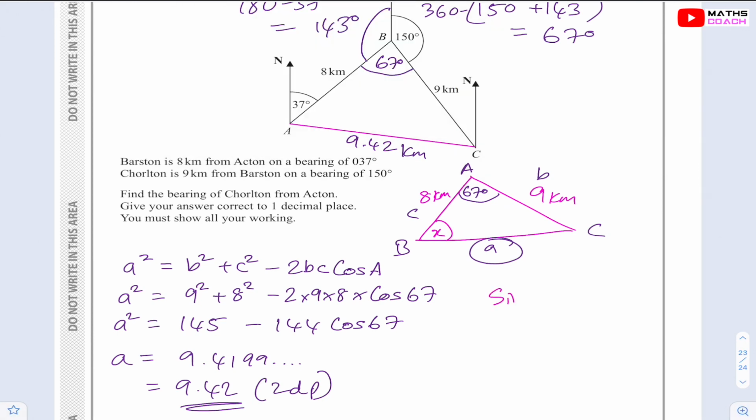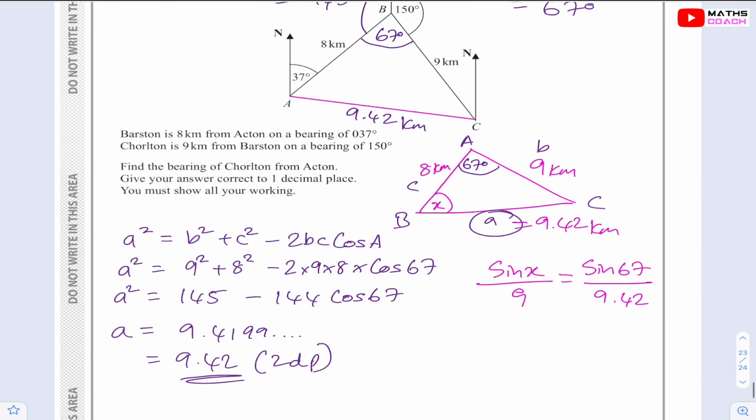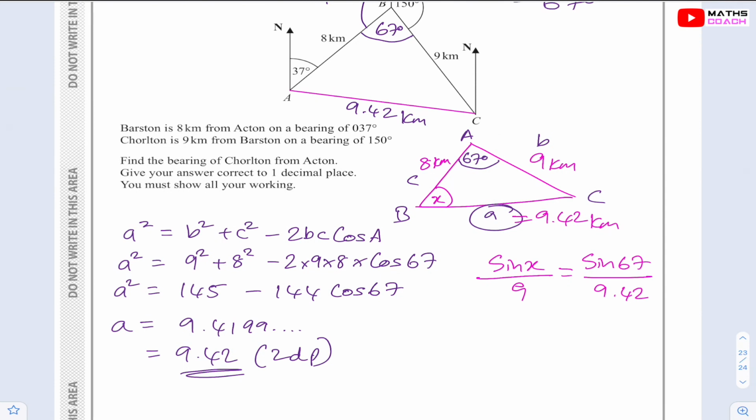So sine x over 9 is equal to, we are going to use this pairing right there. So that's equal to sine 67 over 9.42, because we found A earlier on, which is 9.42. I should write it down here as well, just in case you wonder. Right, we are going to rearrange this now. So we make sine x the subject. So you get 9 sine 67 over 9.42.